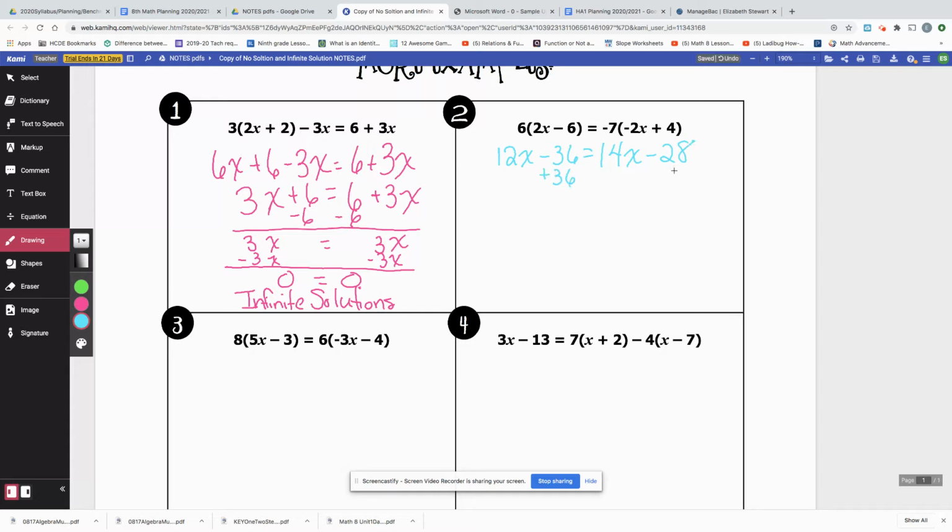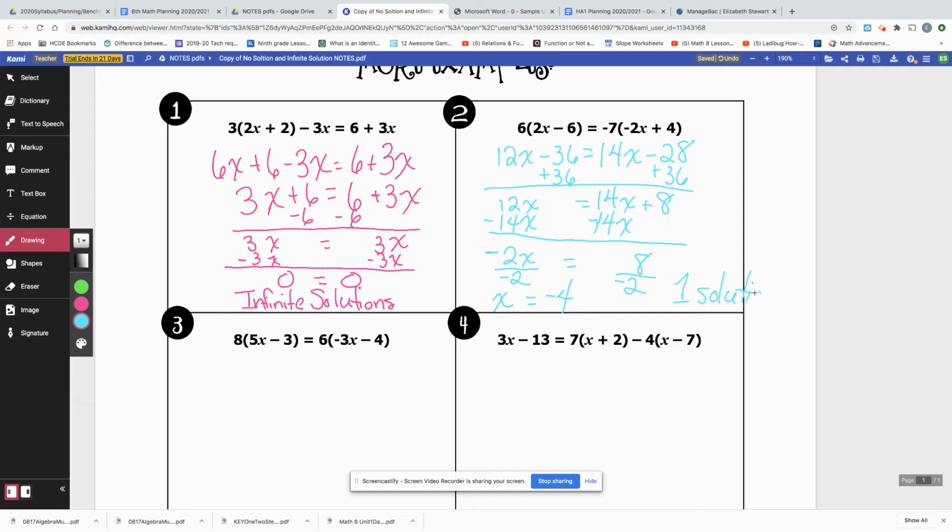Well, I can add 36 to both sides. 12x plus 0 equals 14x plus 8. Then I want to get variables on one side, constants on the other, so I'm going to subtract 14x from both sides. I'll have -2x is equal to 8. Be careful, there's a negative right there. Then multiplicative inverse, dividing by -2, and x is equal to -4. So in this case, this one has one solution.